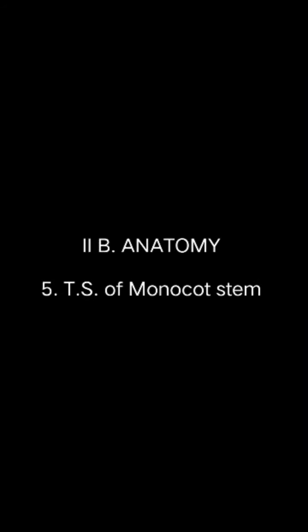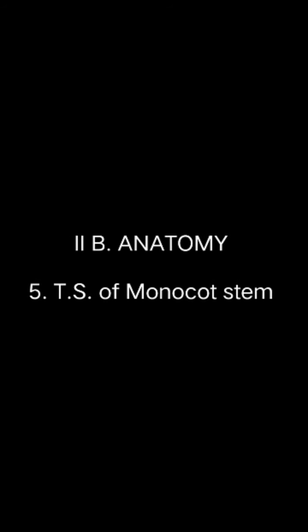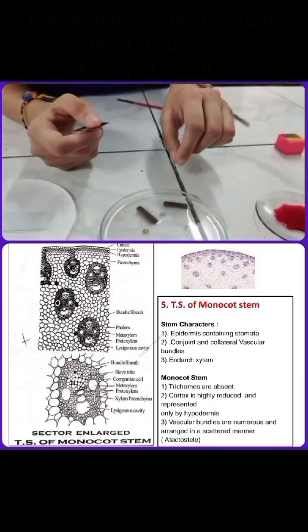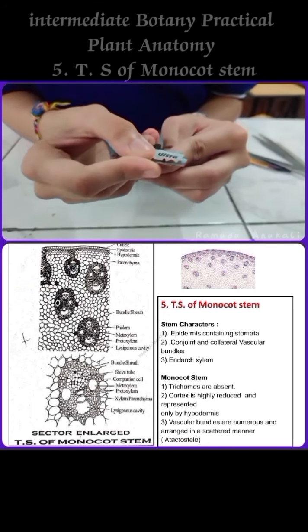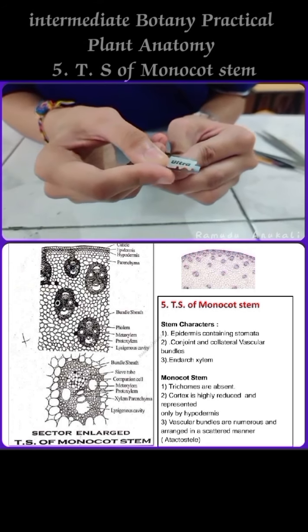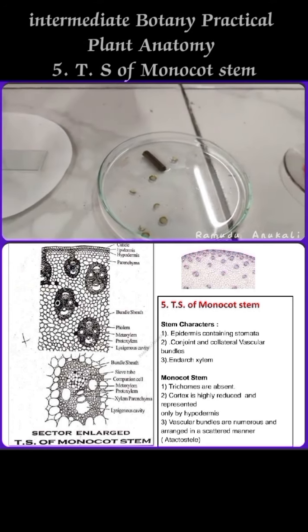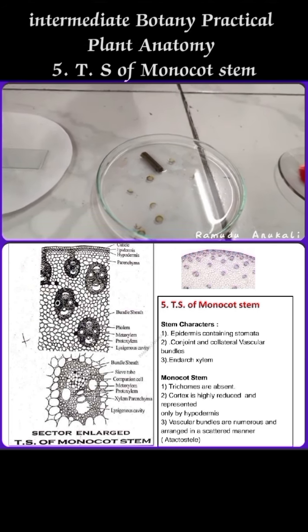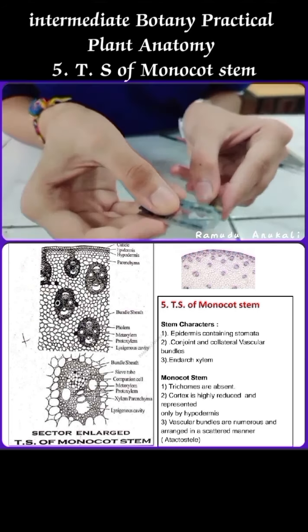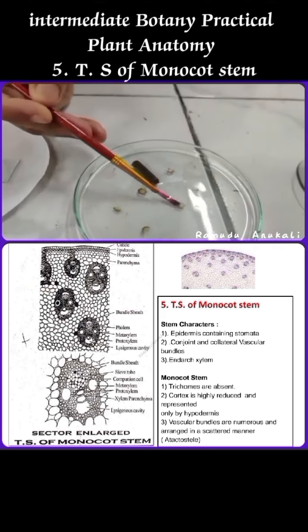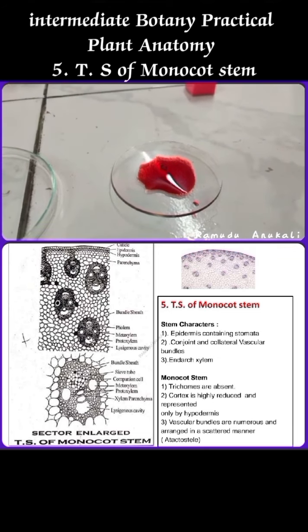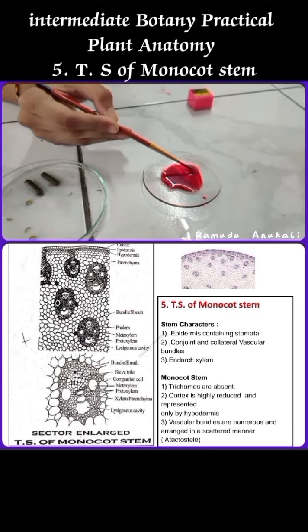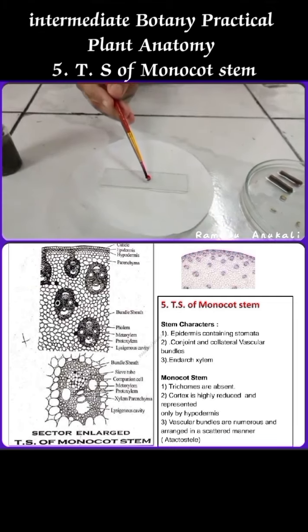Fifth one, TS of monocot stem. Stem characters: epidermis containing stomata, conjoint collateral closed vascular bundles, endarch xylem. Monocot stem: trichomes are absent. Cortex is highly reduced and represented only by hypodermis. Vascular bundles are numerous and arranged in a scattered manner, that is atactostele.